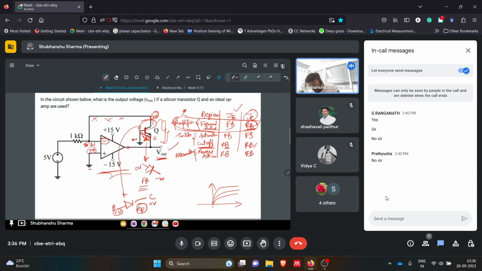So the output of this op amp will come into negative saturation, because this side is higher than this side. So that means this will be negative. Now this was just at the starting, at the transition period of this circuitry. So once this output became negative, then what happened? This emitter junction became negative. This base was at 0 volt. Then this base emitter junction became what?